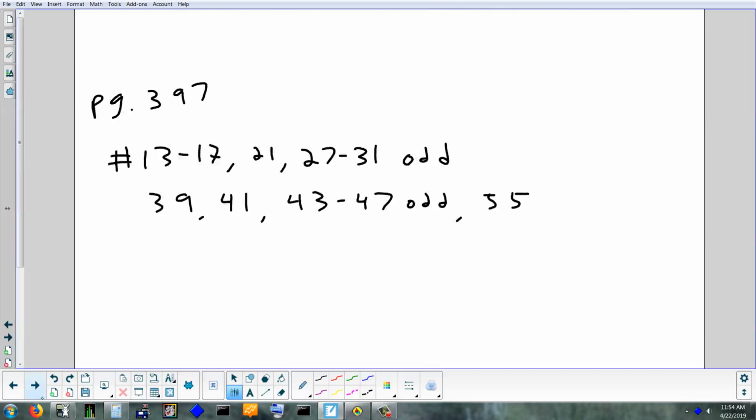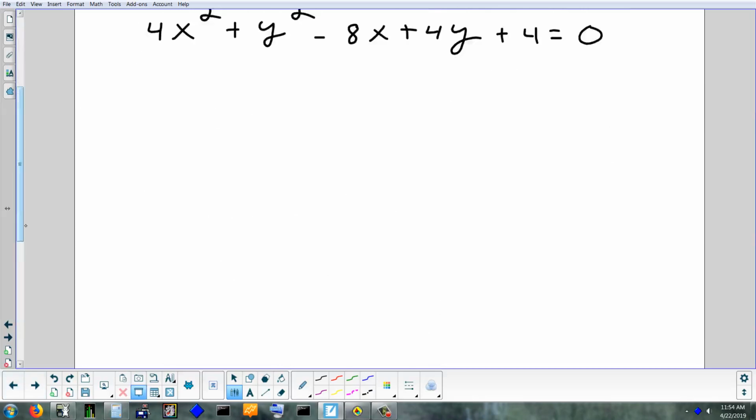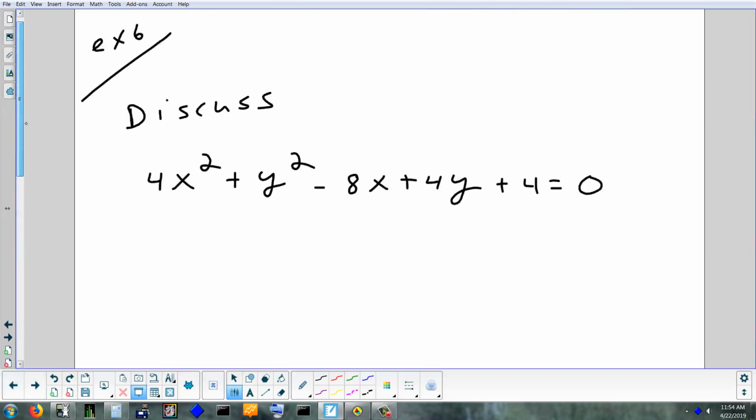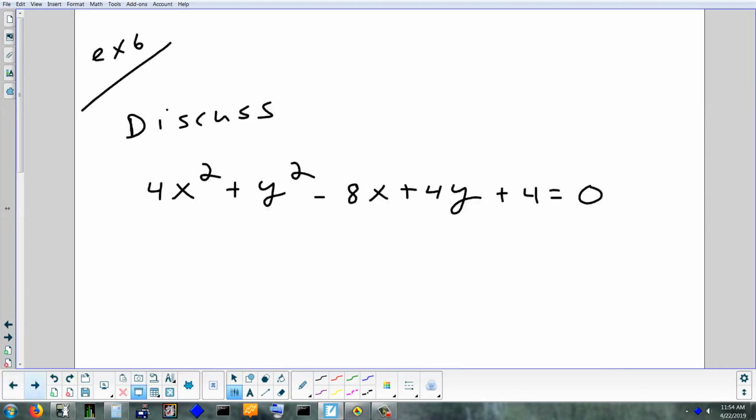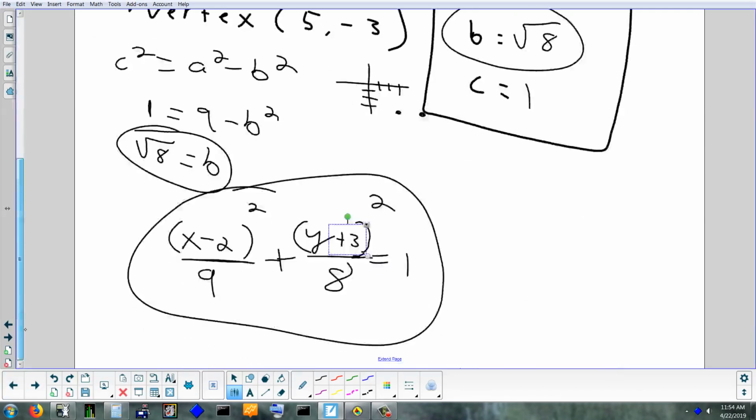All right, let's try to discuss this one. Now, what's wrong with that? Does that look like the equation we've been working with so far? No. All the equations we work with have parentheses and something squared.